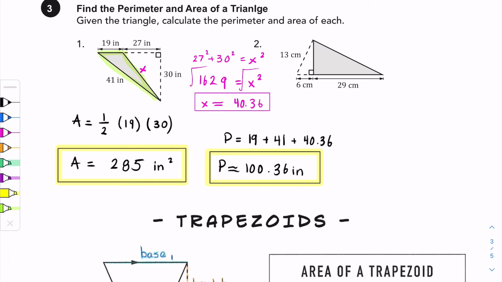Now I want you to try number 2 by yourself. It's very similar to number 1. I know the triangle is a slightly different shape, but you are still finding the area and perimeter of the shaded figure. So press pause in your video, try this by yourself, come back together and see if you get the same answer as me.